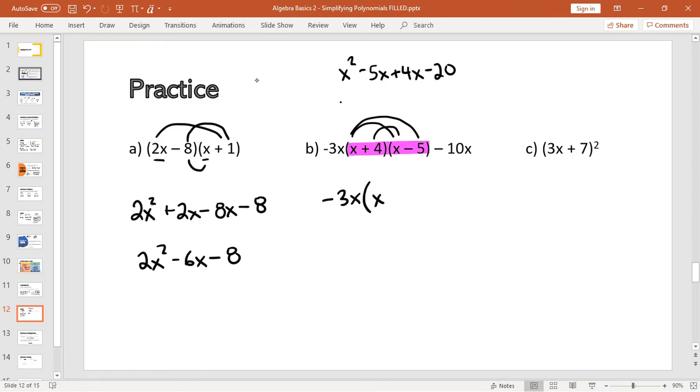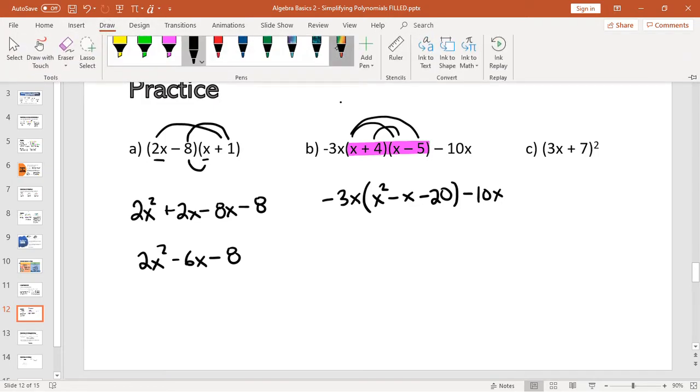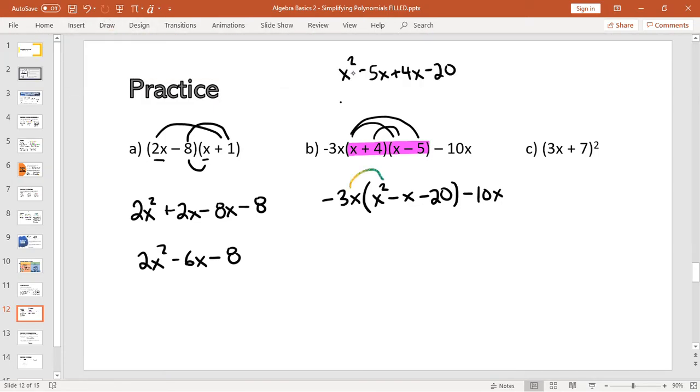And then here, notice I'm going to write down minus x because I took that negative 5 and added it to the positive 4. I combined the x terms. And then we still have a minus 10x. And now I'm going to do that distribution. So we've done expansion. Personally, next I like distribution.